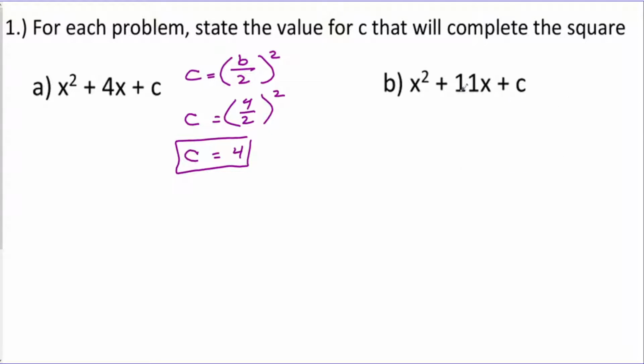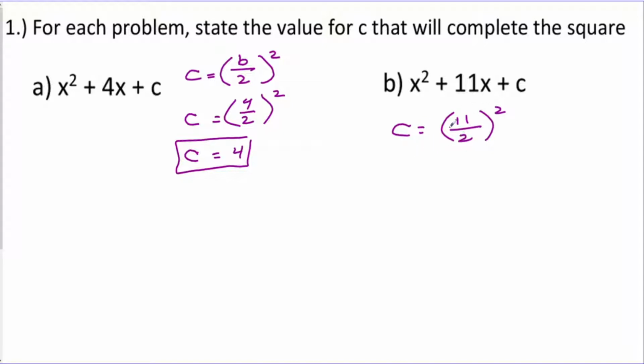Okay. Second problem says 11 in the middle, so I'm going to do the same thing and say 11 over 2 squared. Okay. So now you have two options, and again, if you're taking a quiz, you have to kind of know about both of those options so you can select the one that matches the format of the quiz, right? So our c value is going to be 11 over 2 squared.